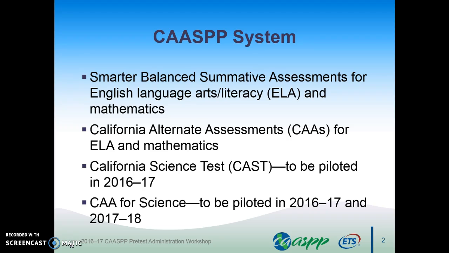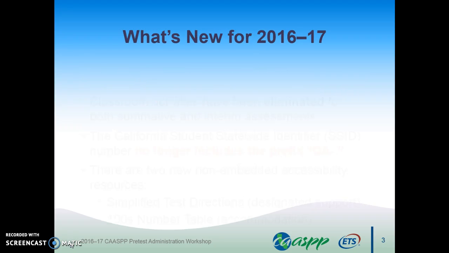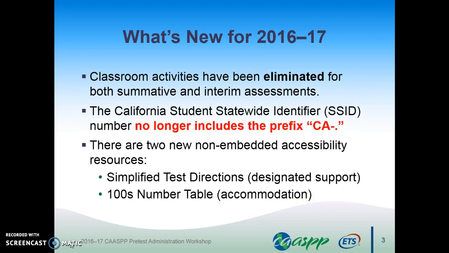Here it is: the Smarter Balanced Assessment, the California Alternate Assessment, which we have none of this year, and the California Science Test, which will be piloted. We are not piloting those tests, so the only one that applies to Stroud this year is the Smarter Balanced for ELA and Math. What's new this year?